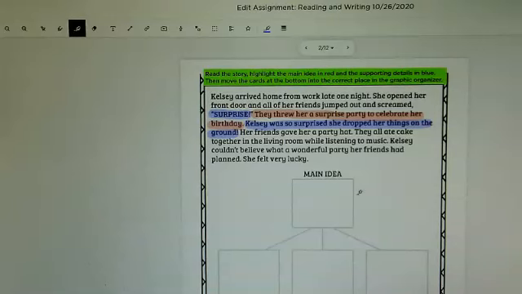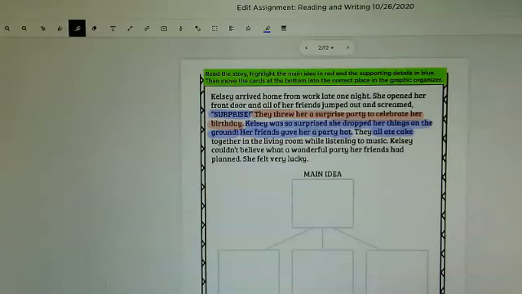What's another thing that they did to make us think it was a surprise party? Well, they gave her a party hat. Party hats to me say, hey, that's definitely a surprise party or a birthday party. What else did they do? Well, they all ate cake. Generally, we have cake at a party. What else? Let's see. They ate cake together in the living room while listening to music. Kelsey couldn't believe what a wonderful party her friends had planned. She felt very lucky.